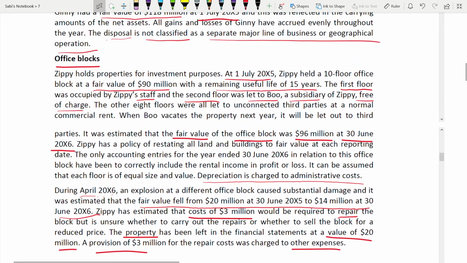If you see, on 1st of July 2005, the opening paragraph, first paragraph under office block, it held a 10-floor office at a fair value of 90 million with a remaining useful life of 15 years. So 90 with a remaining useful life of 15 years. But why is it 0.2? You have multiplied it by 0.2.